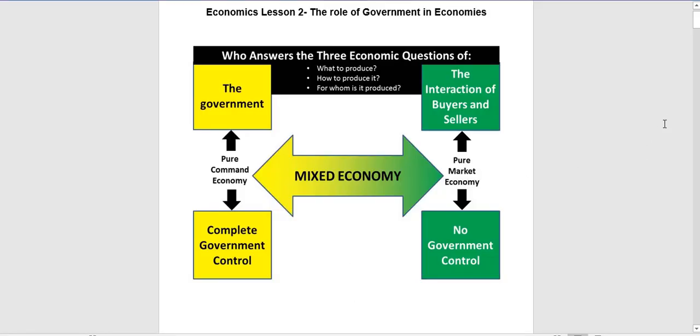All right, so governments and countries create economic systems to answer those three questions. And those economic systems are what we're going to be exploring today. Please go ahead and open up to your handout. We're going to take a look at the big idea card, and then we'll read through your word cards and get into our read aloud. So, Economics Lesson 2, the role of government in economies.